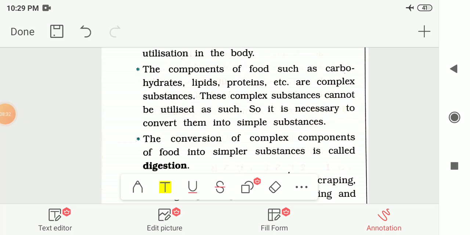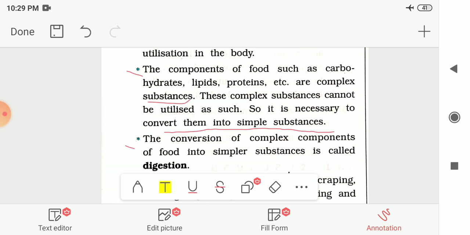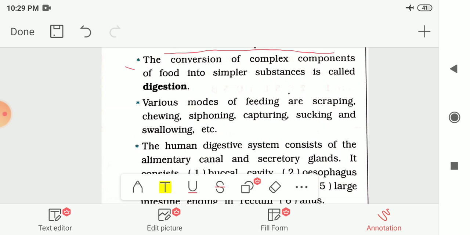The components of food such as carbohydrates, lipids, proteins, etc. are complex substances, and these complex substances cannot be utilized directly. So it is necessary to convert them into simpler substances. As we are getting carbohydrates, lipids or fats, and proteins from the food, but these are complex substances and we cannot directly use them in our body for growth and maintenance. So first we have to convert them into simpler substances. The conversion of these complex components of food into simpler substances is called digestion.